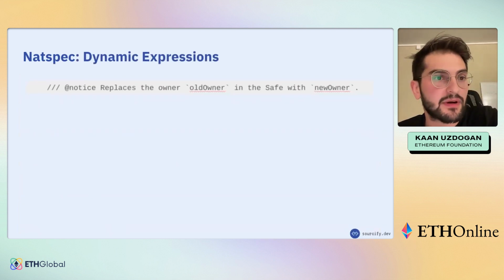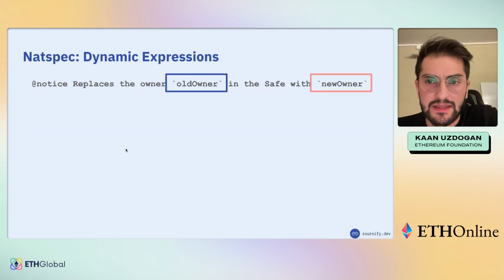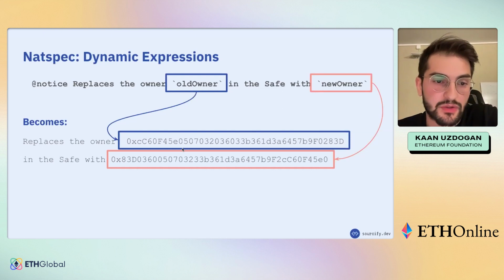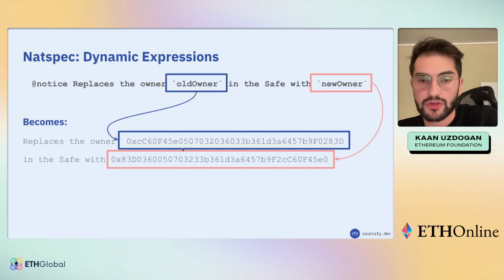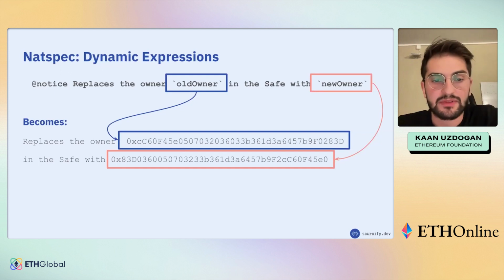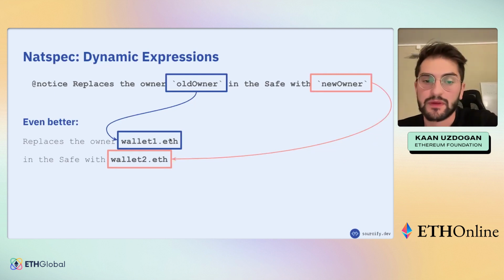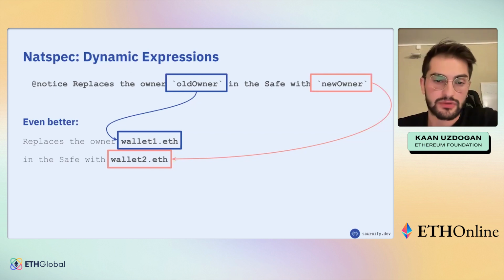The nice thing about NatSpec is that it supports dynamic expressions. What does that mean? It means that the fields you can see here, for instance the old owner and the new owner of this user documentation, can become this. When you are showing users the user documentation, you can fill these variables dynamically and show the values to the user. Even better, you can show something more human readable if you have, for example, a reverse ENS name.